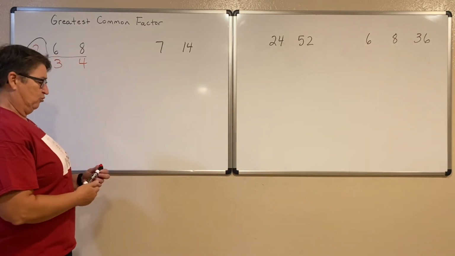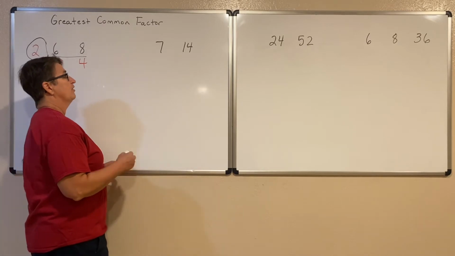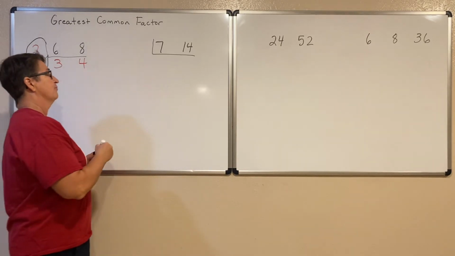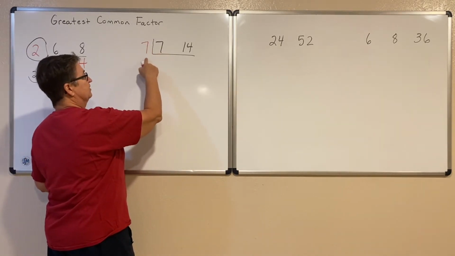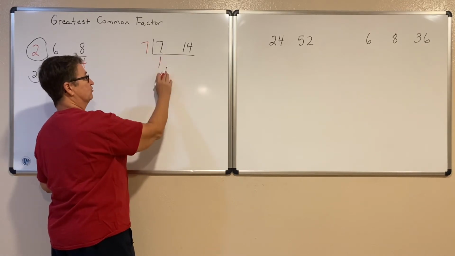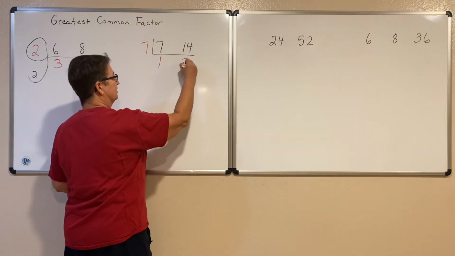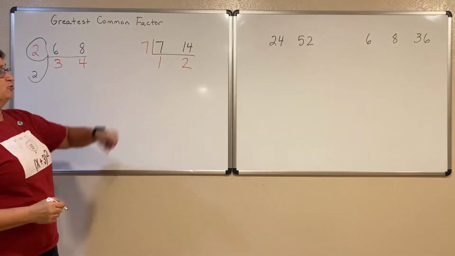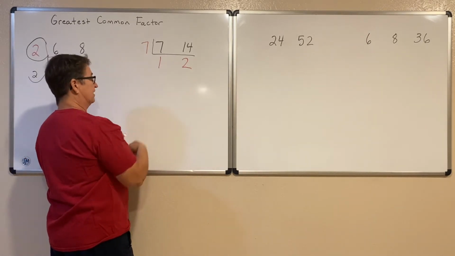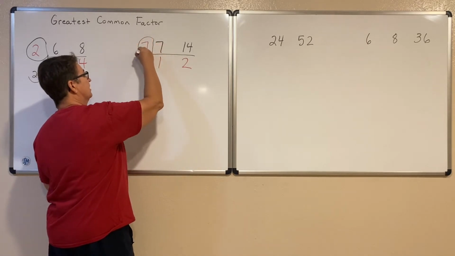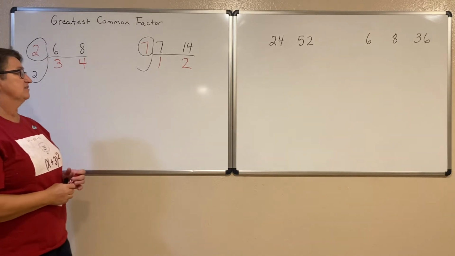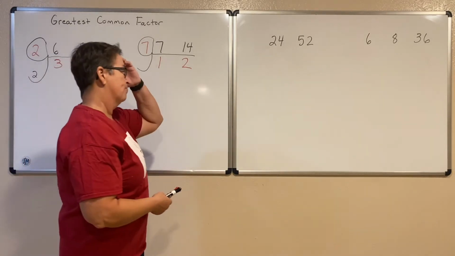Let's look at 7 and 14. Well, the only number that goes into 7 and into 14 is 7 itself. So 7 divided into 7 goes one time. 7 times 1, 7 and 1 are both factors of 7. 7 goes into 14 2 times. 7 and 2 are factors of 14. These two numbers don't have anything else in common except for 1. So 7 is the greatest number that will go into both 7 and 14. It's the greatest common factor.